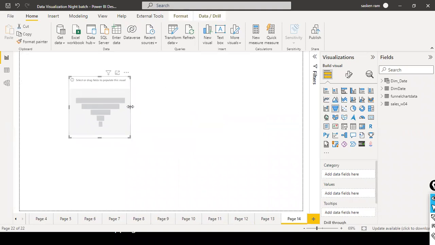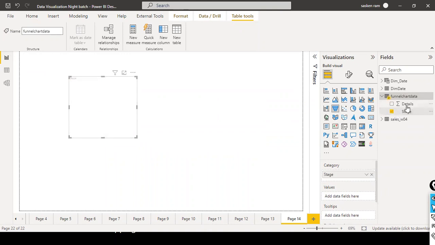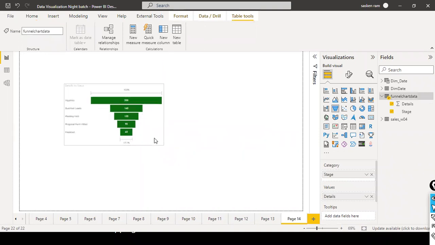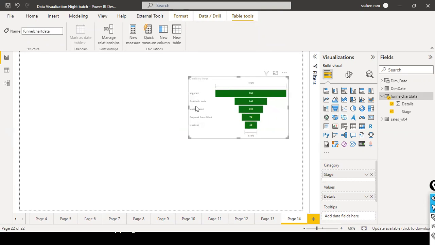And then the next step is, this is the data set. I already used it. Okay, and here I first drag and drop the stage. And the next one is the details. So you can see this one: inquiries, qualified leads, meeting held, proposal form filled, and finalized.